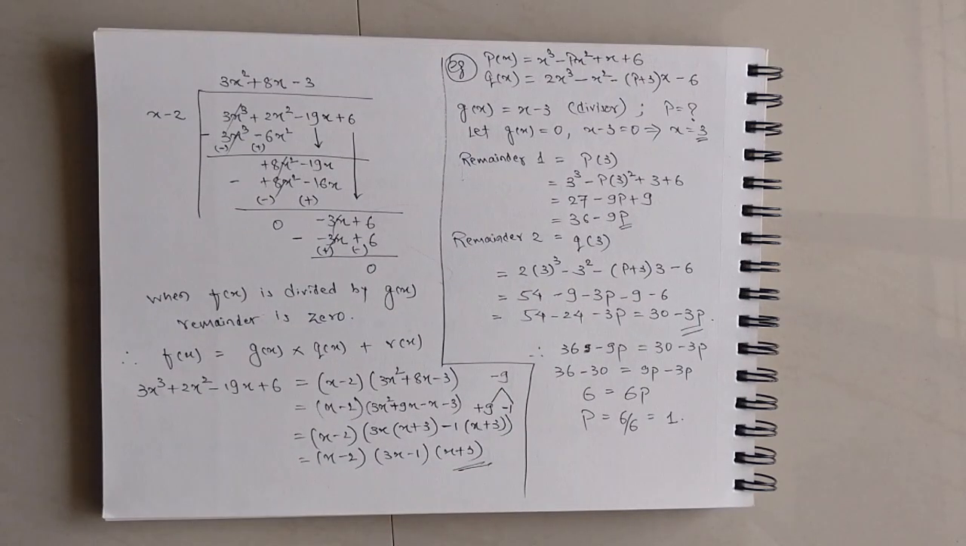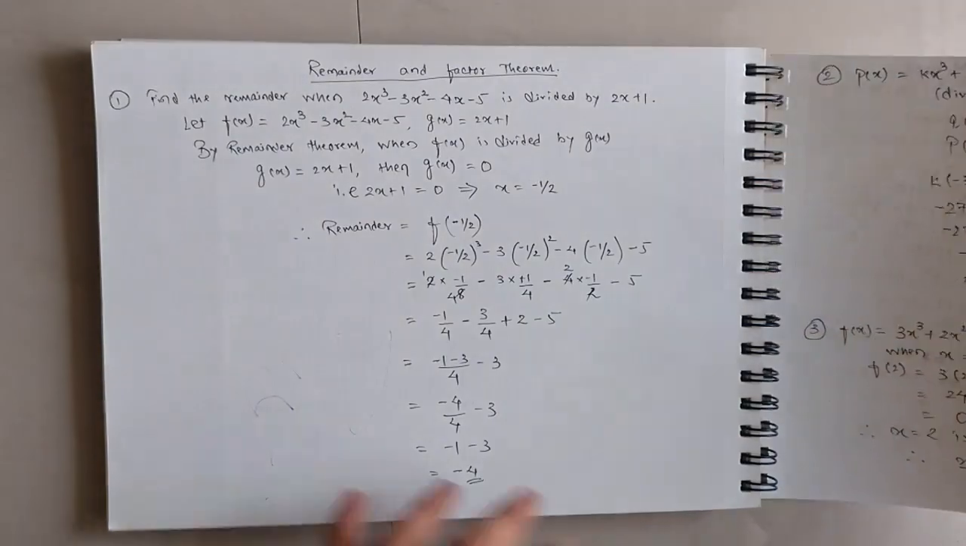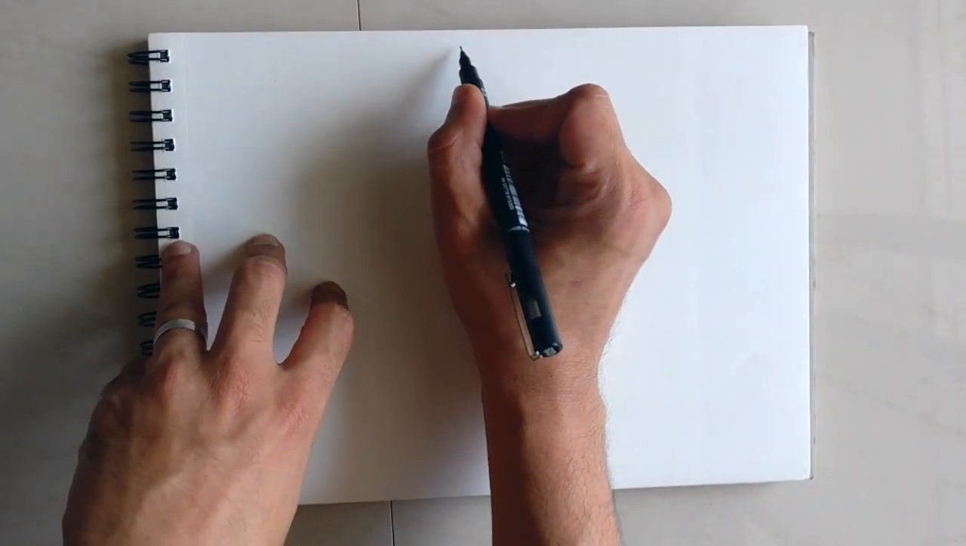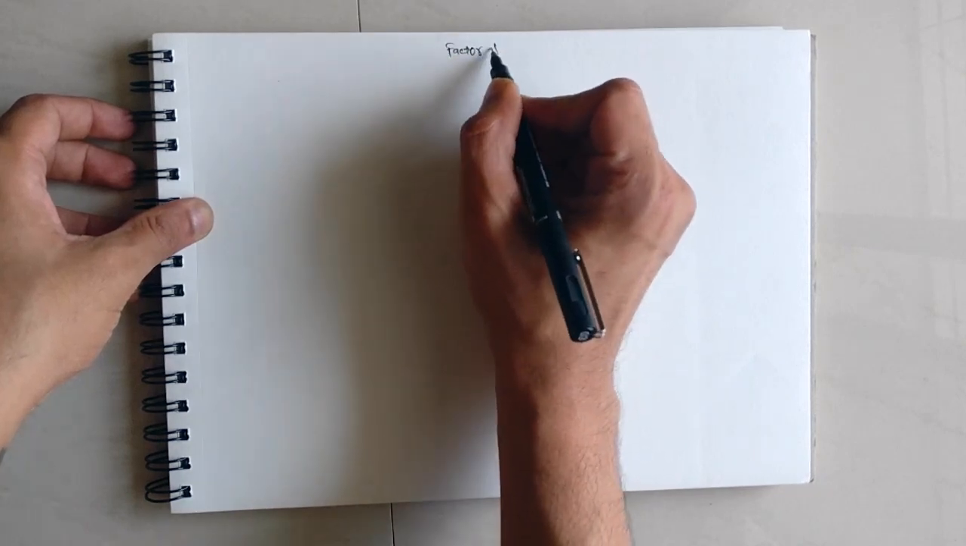So these kinds of questions are also there in your exercise textbook, and they are also asked in boards. Okay, let's move to the next part, that is factor theorem, remainder and factor theorem. First we did remainder theorem, then there is now factor theorem.